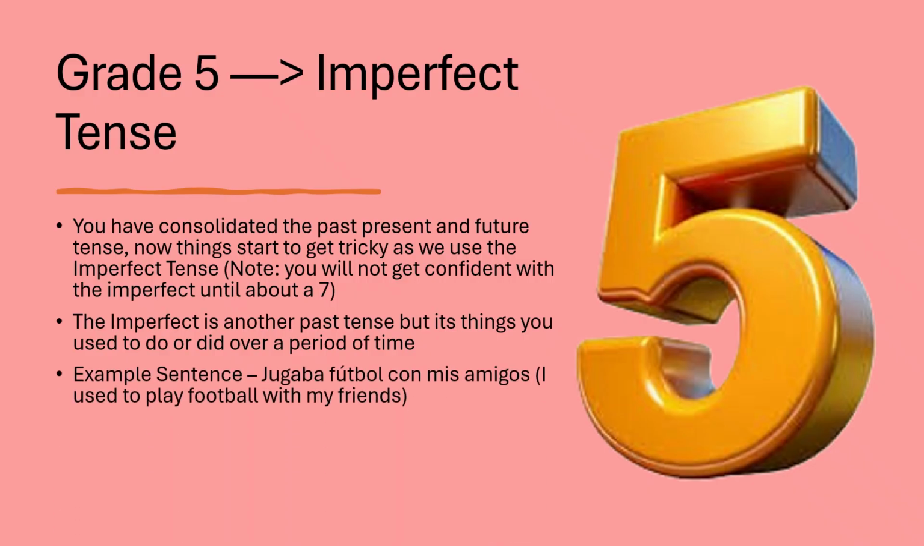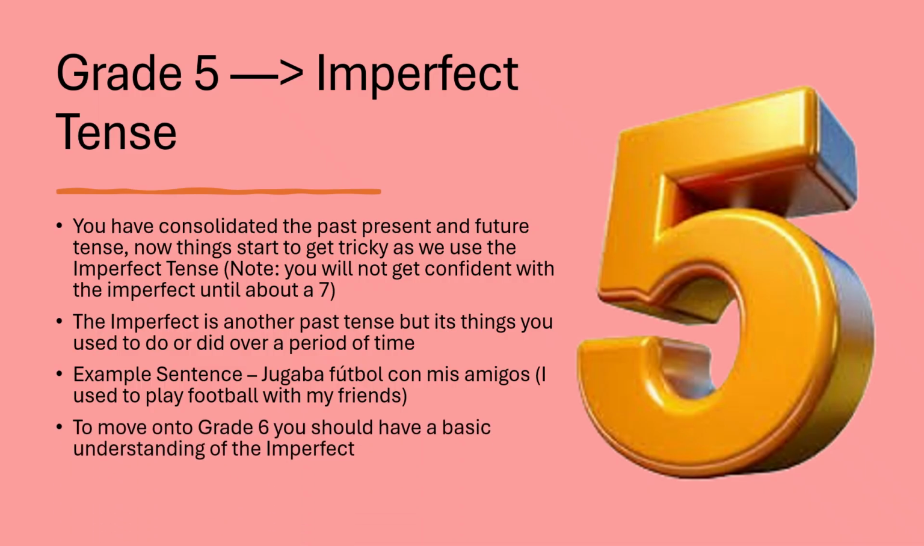An example sentence: jugaba fútbol con mis amigos. So I used to play football with my friends. So you did that over a period of time, but you've now stopped it. To move on to grade 6, you should have a basic understanding of the imperfect tense.